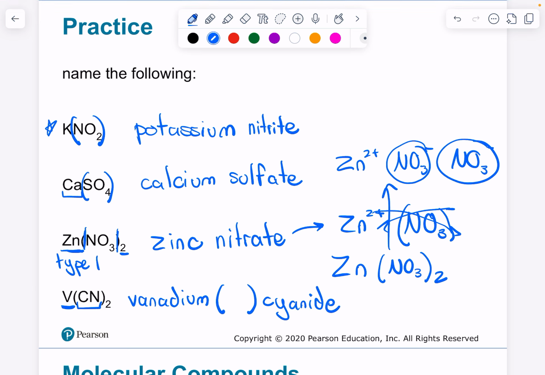And I'm going to need to determine the charge on the vanadium. So I'm going to reverse the numbers like we've done in the past. So this number, which is implied to be a 1, is going to go up here. And I'm going to double check that cyanide is a -1, which it is. If you go look it up on the table, it's CN minus. So that checks out, which means that this 2 can go up here. And we can say that that's vanadium(2) cyanide.